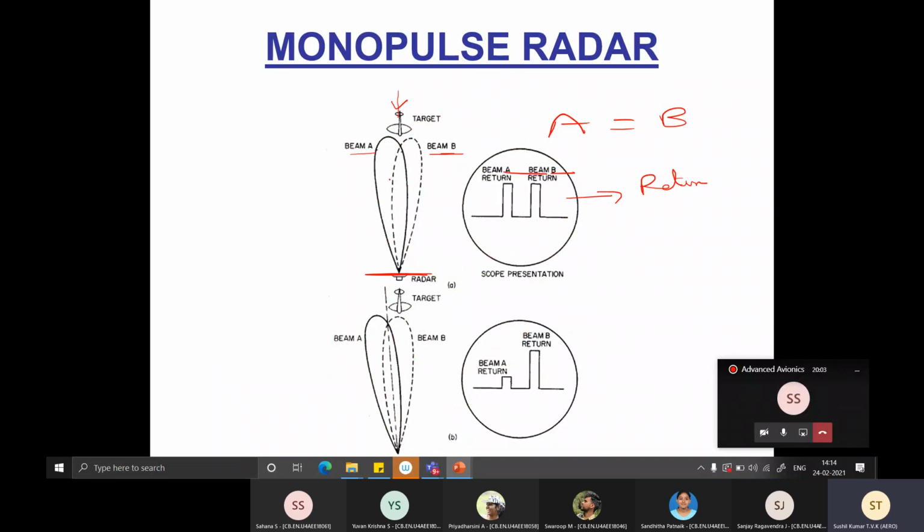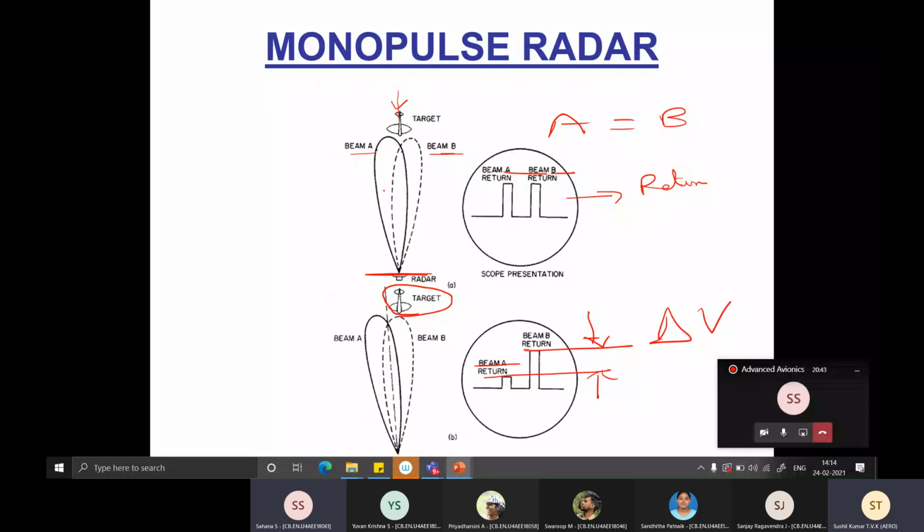But if the aircraft is not along the bore axis, then definitely, like in this case, the return from beam A is going to be much lesser compared to beam B. So this difference is used for estimating the direction of the aircraft. Is it okay, Sahana? Are you getting the idea? Yes, sir.